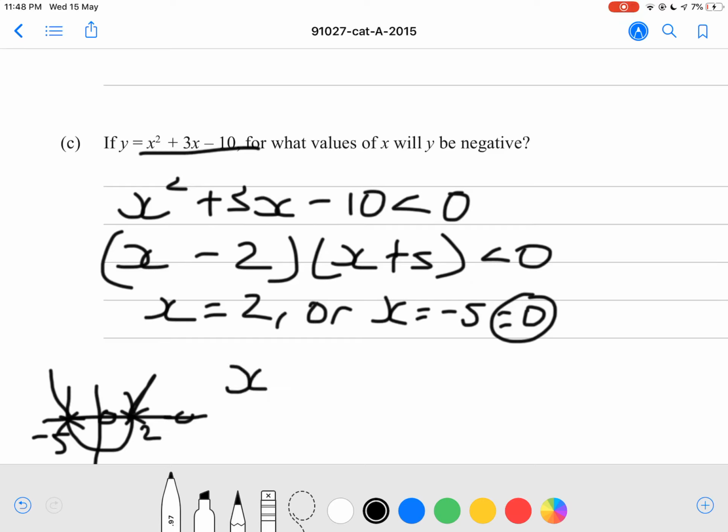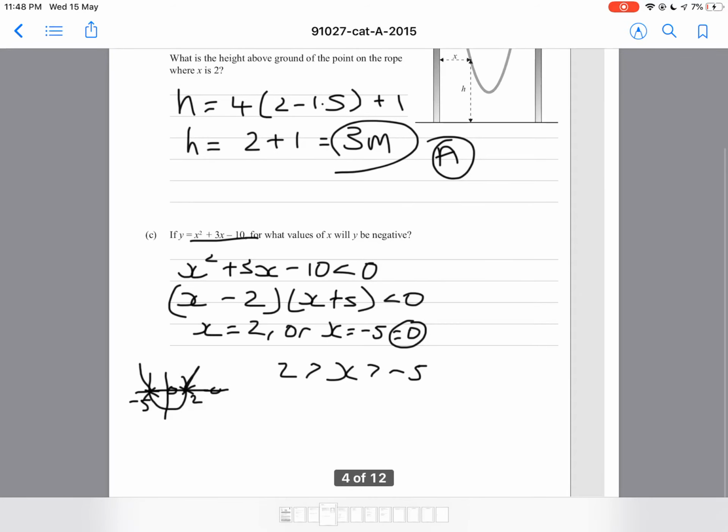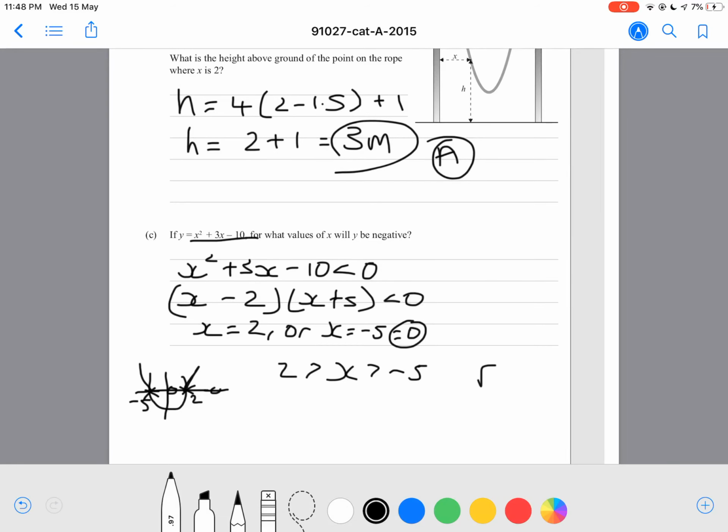So therefore x is less than negative 5, or, sorry, no, x is more than negative 5 and then less than 2. Sorry, I got it the wrong way around. Okay, so that's your final answer. This should get you a merit grade. And if you get the correct expanded form here, then you'll get an achieved grade.